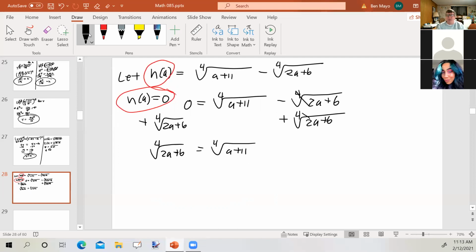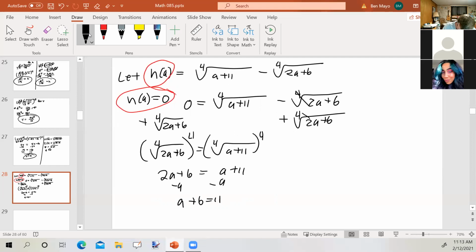So what are we going to do now to both sides of this equation? Put them to the power of 4. Right, put them to the power of 4. So then we get 2a plus 6 equals a plus 11. Okay? Subtract a from both sides. A plus 6 equals 11. Subtract 6. A equals 5.